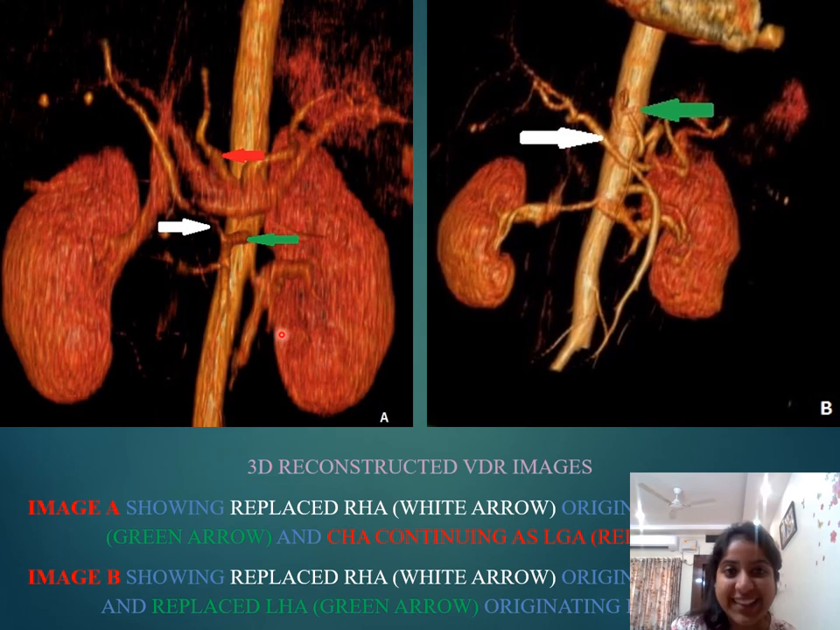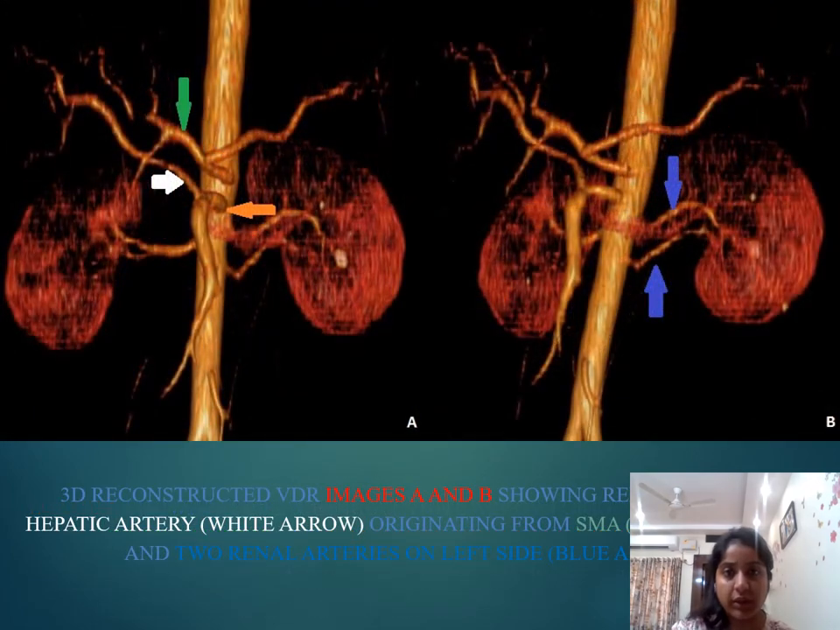Then this is a 3D reconstructed view showing the replaced right hepatic artery originating from the superior mesenteric artery, and this is the common hepatic artery continuing as the left gastric artery. Now this is again a 3D reconstructed view showing the replaced right hepatic artery originating from the superior mesenteric artery, and we can see that there are two renal arteries on the left side, in blue.